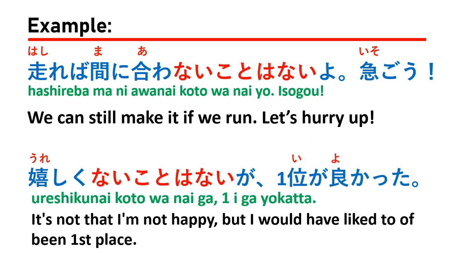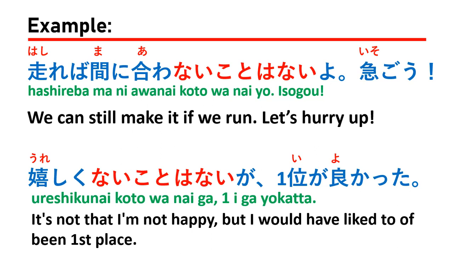And for the second sentence, they say ureshikunai koto wa nai. In this sentence, they use an adjective, right? Ureshii, right? But here, they cut out the i from the adjective, so we are left with only ureshi, and then replace the i with ku. So ureshikunai koto wa nai ga, 1位が良かった, right? That means it's not that I'm not happy, but I would have liked to have been first place.